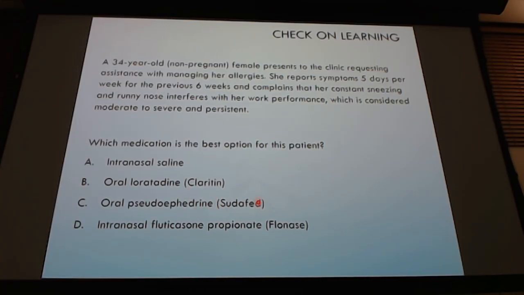And then if I told you that she was congested, then we could add on my pseudoephedrine. This is more so because she was moderate to severe and it's persistent. Remember, we prefer our inhaled at that point over our oral. So that's the distinguishing factor that you have when we're looking at those two.